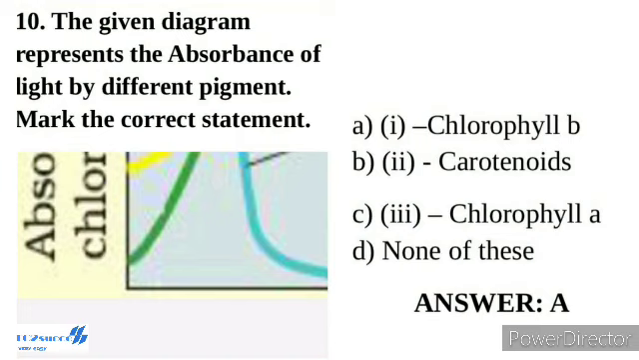A is chlorophyll B. In the diagram, number 1 denotes chlorophyll B. Number 2, chlorophyll A. Number 3, carotenoids.